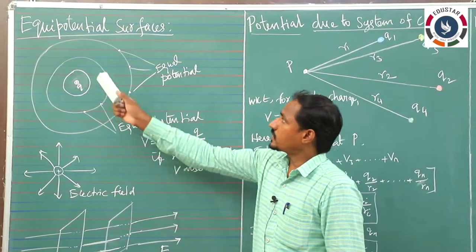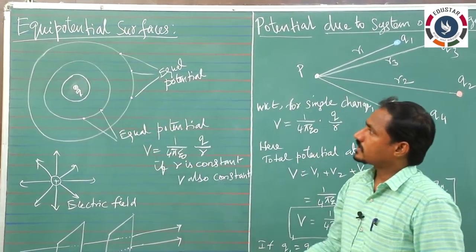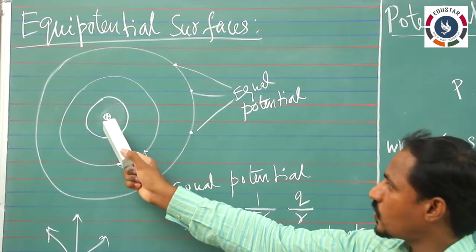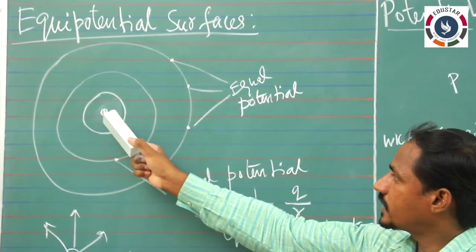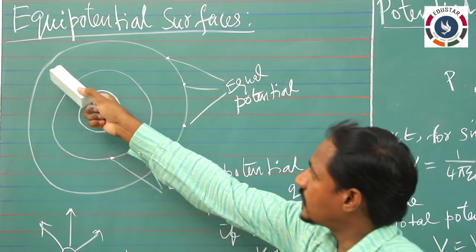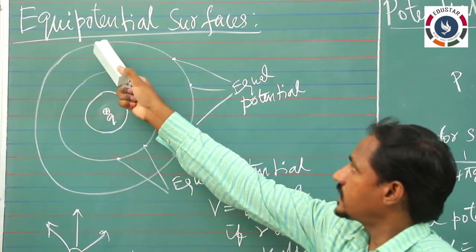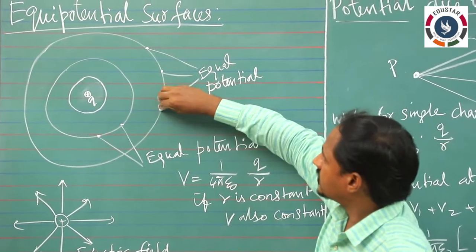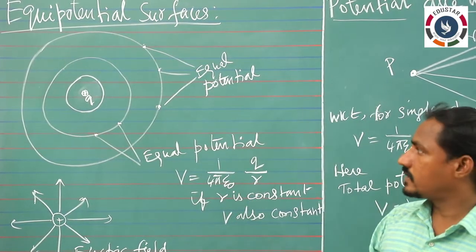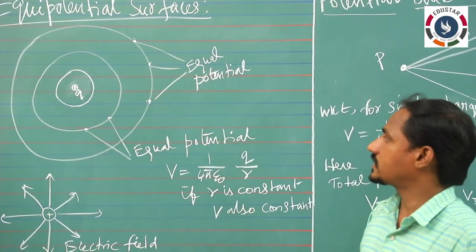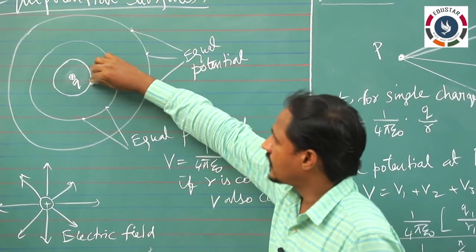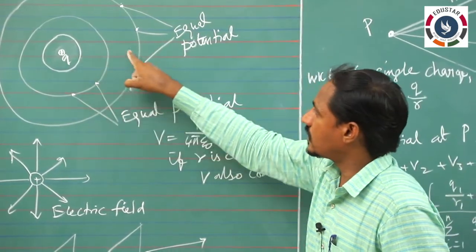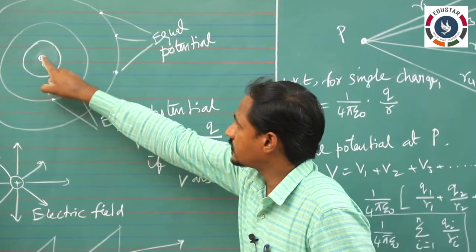Next we move to equipotential surfaces. What do we mean by equipotential surfaces? The name itself suggests equal potential. Consider a single point charge plus Q. Due to the charge, we can assume concentric spheres around it. These concentric spheres are called equipotential surfaces because on each surface, the potential at all points will be equal. Similarly, all points on those surfaces will be at equal potential. So, these surfaces are called equipotential surfaces for the single charge plus Q.